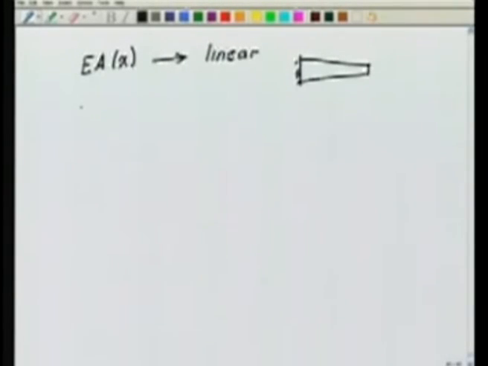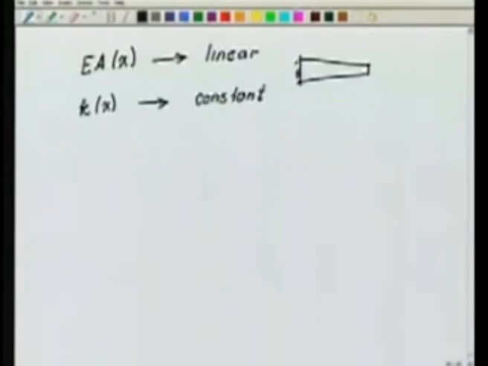We will say that our distributed spring support or the elastic support is constant. We do not want this to be anything more than a constant. And when we say constant and linear, we mean that to be piecewise.